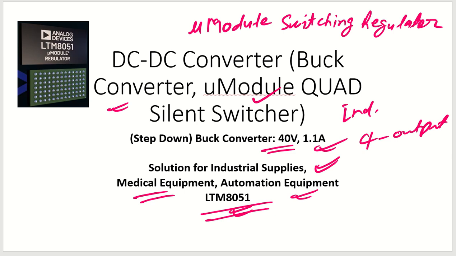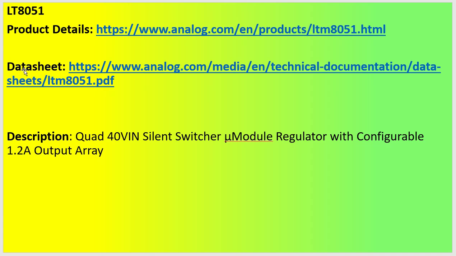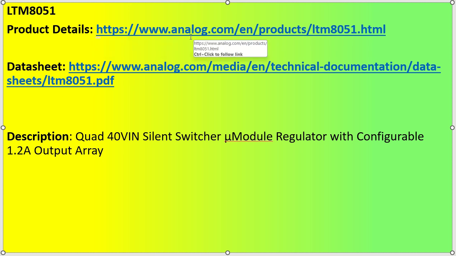Our main purpose is to understand what a micro module is and how it is going to serve you in a better way, how it can make your design much easier, much more compact and easy to implement in your applications. So let us proceed. As you can see, the part number is LTM8051, and this is the link for product details, and this is the link for the datasheet of this particular LTM8051 micro module switching regulator.